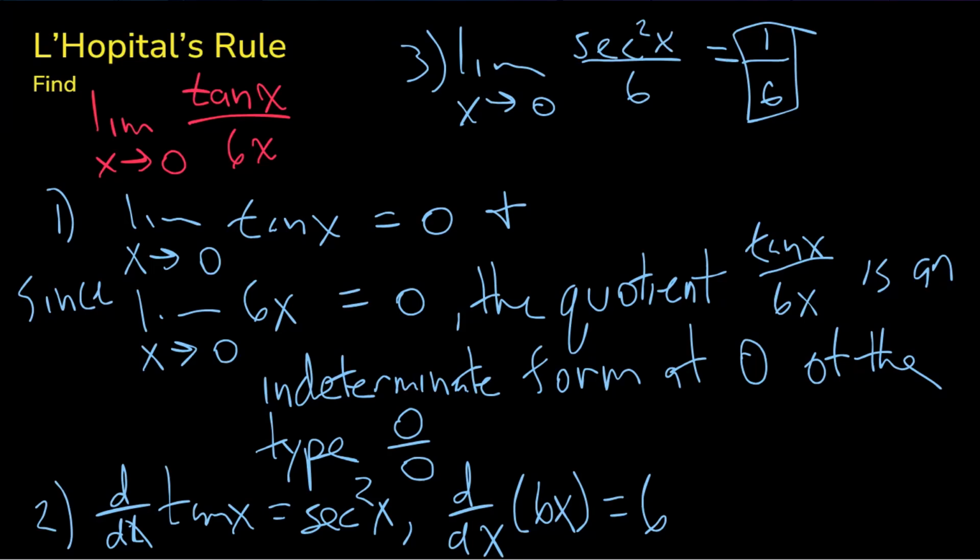So in the AP exam, it's important that you verify in writing that the quotient is an indeterminate form before using L'Hopital's rule, and we showed that in step 1. Also, never ever write that the limit is equal to 0 over 0 or infinity over infinity. Rather, you want to write that the quotient is an indeterminate form at whatever the limiting value is. In this case, it was 0 of the type 0 over 0, or if it was infinity over infinity, you would state that as well.